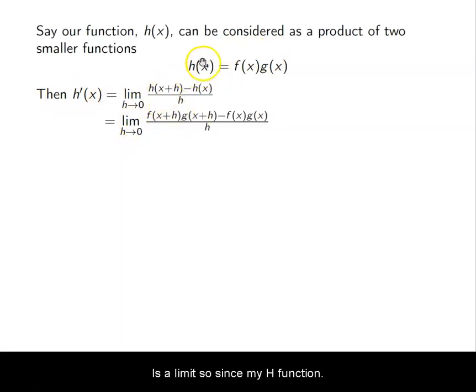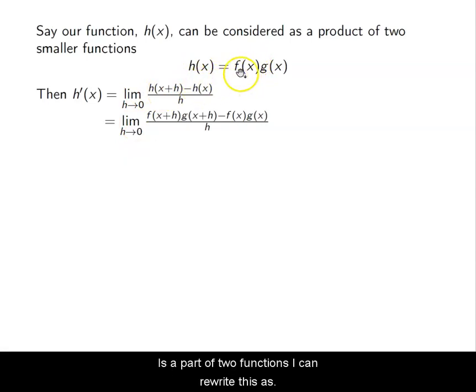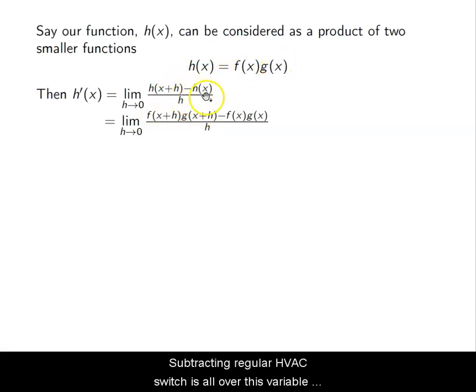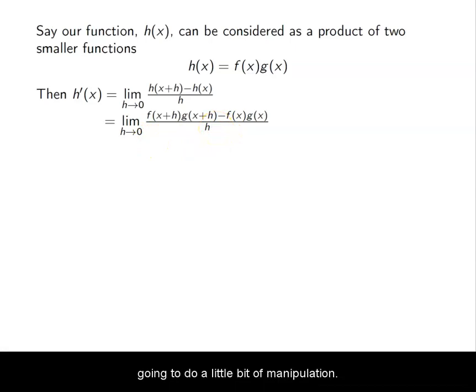Since my h function is a product of two functions, I can rewrite this as f times g minus f times g, with the difference quotient. I have h of x plus h, which is me plugging x plus h into f and x plus h into g, and subtracting regular h of x, which is f of x times g of x, all over this variable term h. This is the distance we have for our secant line as it comes together and creates the tangent line.